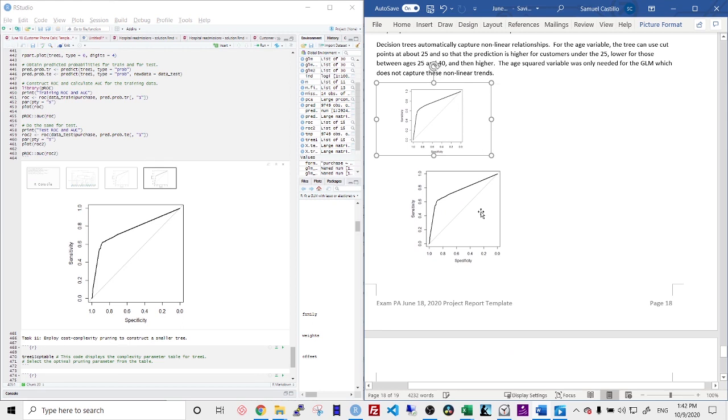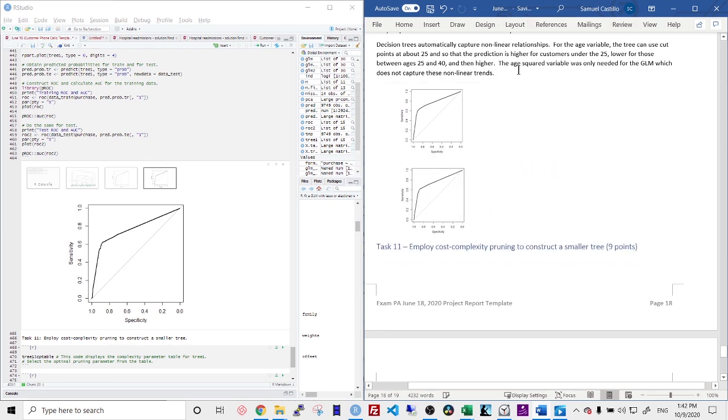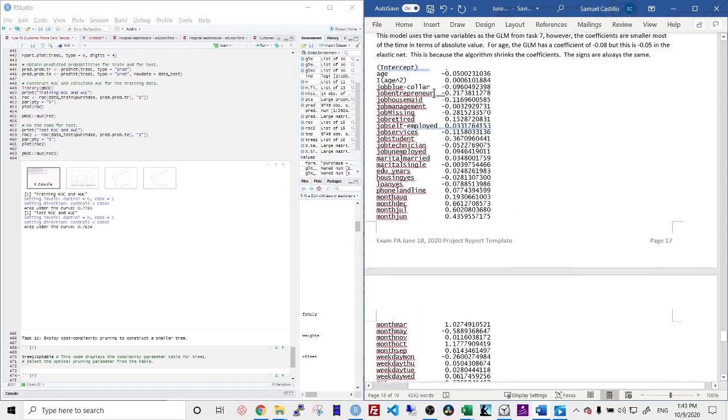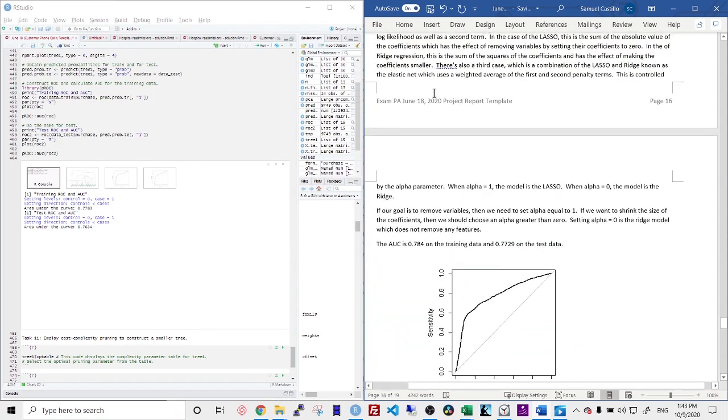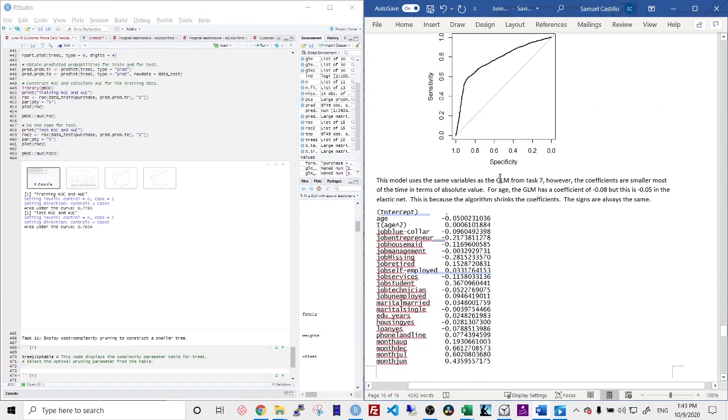I'm trying to make these graphs appear side by side, but it's not working, so I'll just leave them like this. The training AUC was 0.7783. Test AUC was 0.7634. So this is a difference of approximately 0.01. Compare that to the difference earlier, 0.78 versus 0.77. It looks to be about the same.